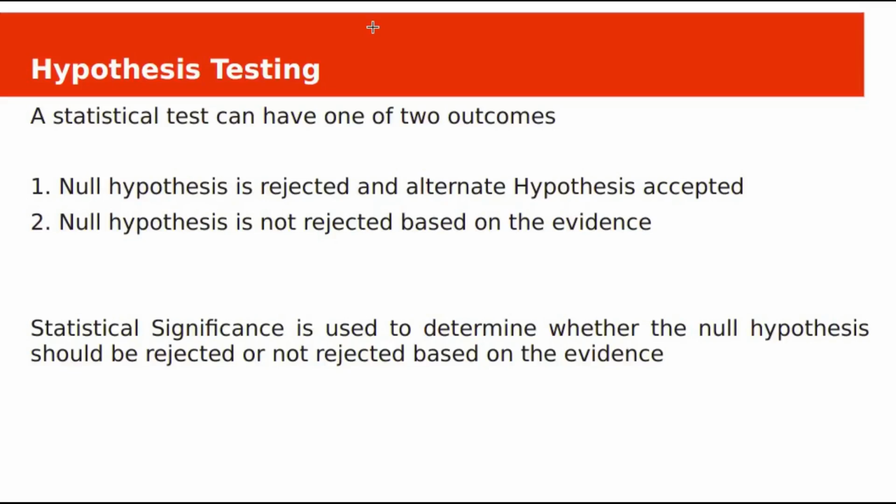Let's see how statistical significance is used in hypothesis testing. A hypothesis test can have one of two outcomes. One is that the null hypothesis is rejected and the alternate hypothesis accepted. And second, the null hypothesis is not rejected based on evidence. Statistical significance is used to determine whether the null hypothesis should be rejected or not based on evidence.